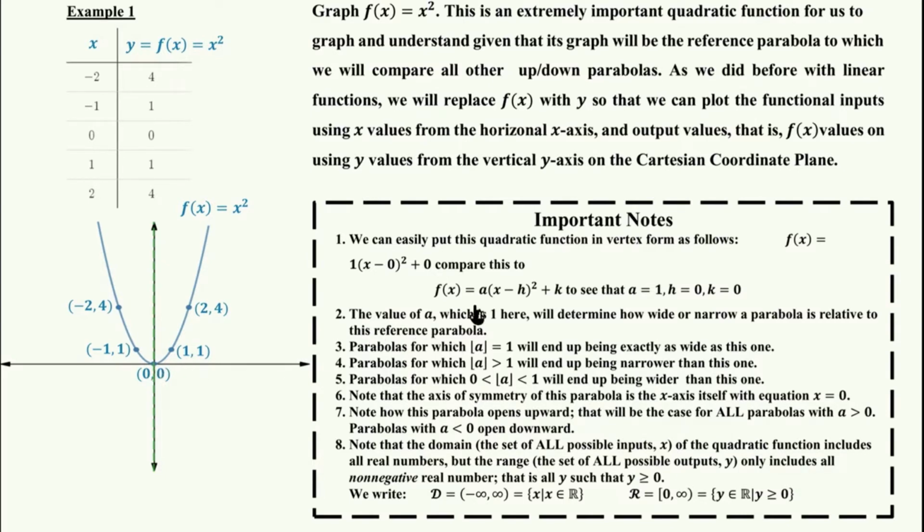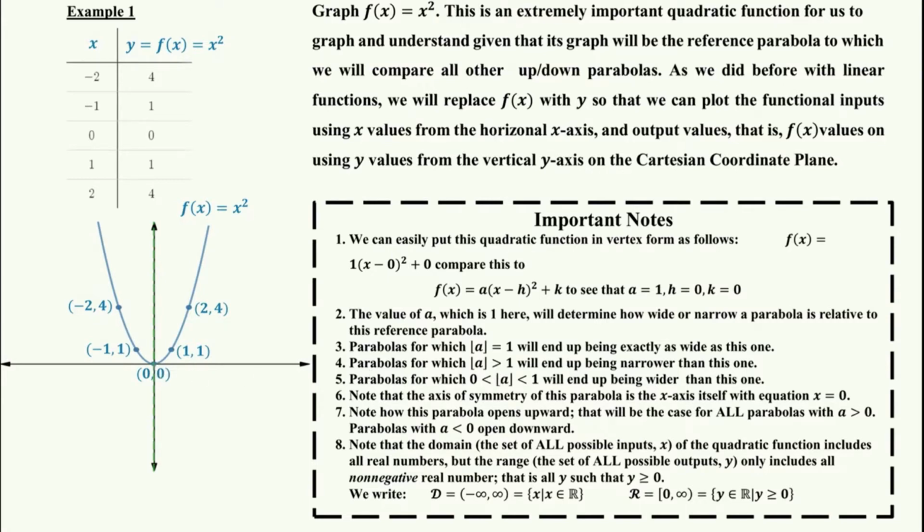And notice that the value of a here is exactly 1, and whenever the absolute value of a for any parabola is going to end up being 1, then that parabola is going to have exactly the same width as this reference parabola. When we say absolute value of a, it's because sometimes there will be reflections of this downward with respect to the x-axis, or whatever horizontal line will go through the vertex.